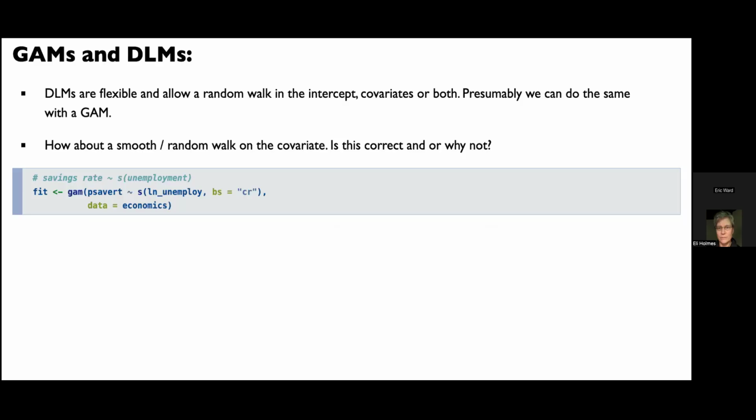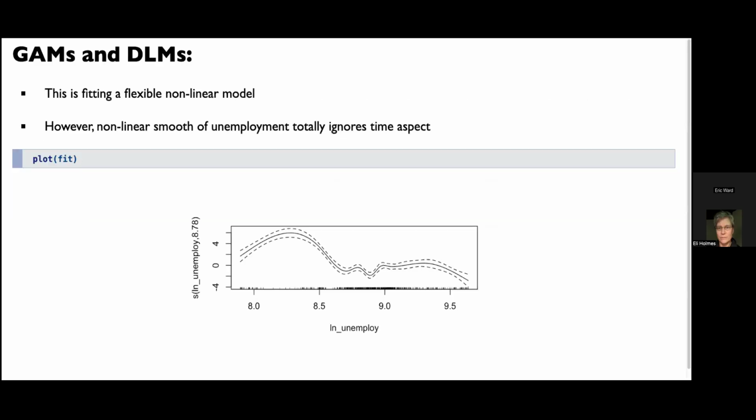Savings rate is a smooth function of unemployment. This is sort of like when I was giving examples of modeling, say, fish survival as a function of temperature, right? In this case, if we're modeling fish survival as a function of temperature, we don't really care about time. And so the same is true here.